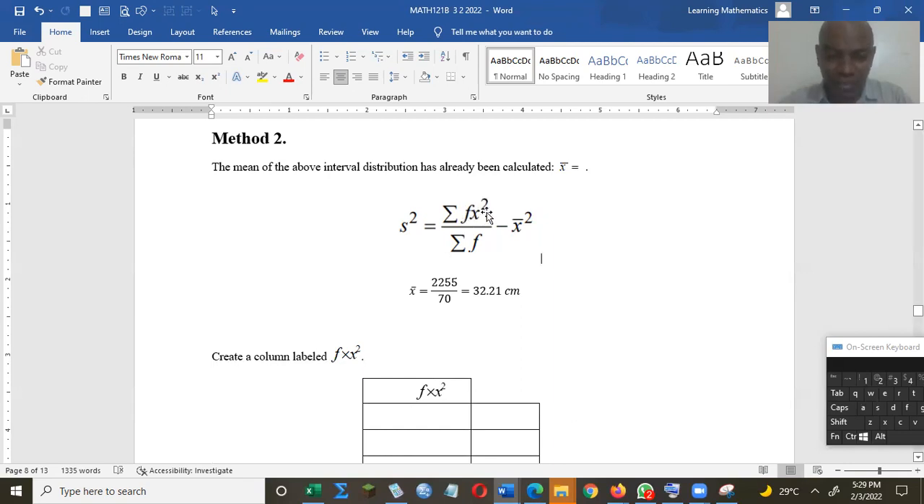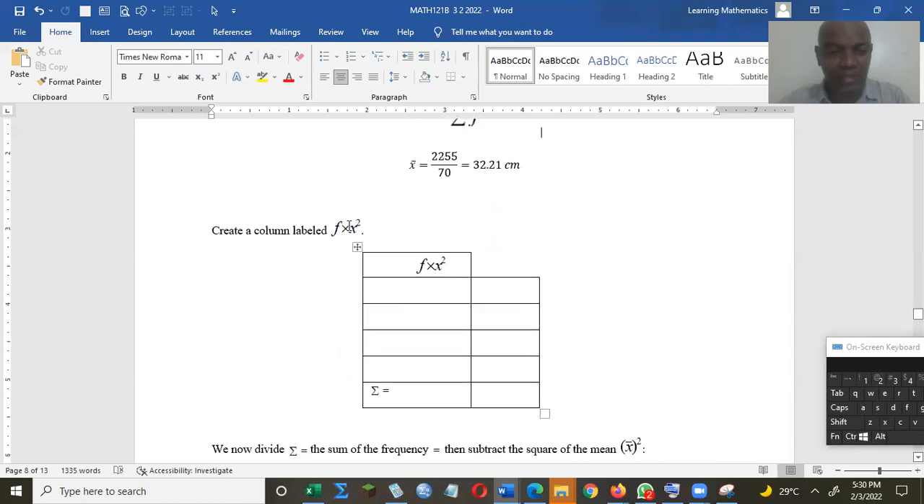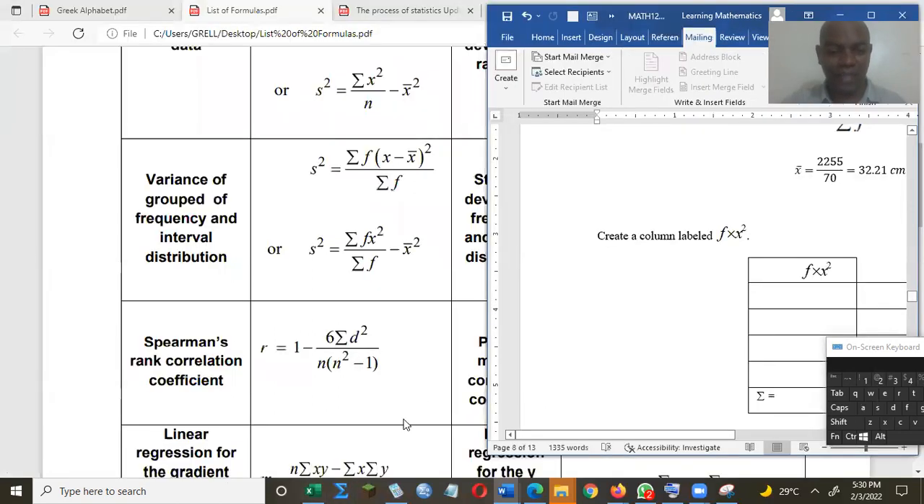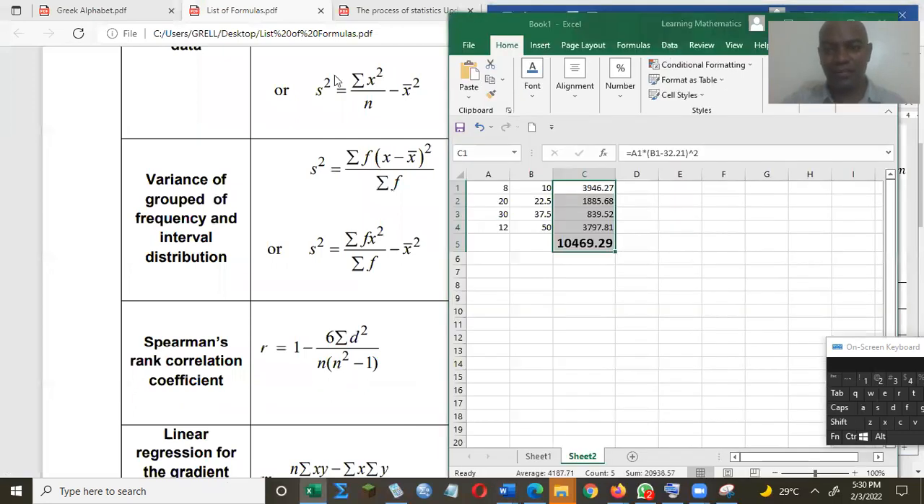Fx squared, we have to do fx squared. We have to make a table called fx squared. Here it is. Okay, create a column labeled fx squared. What are the fx squareds? Look, the f are the frequencies, sorry. The x are the data values.